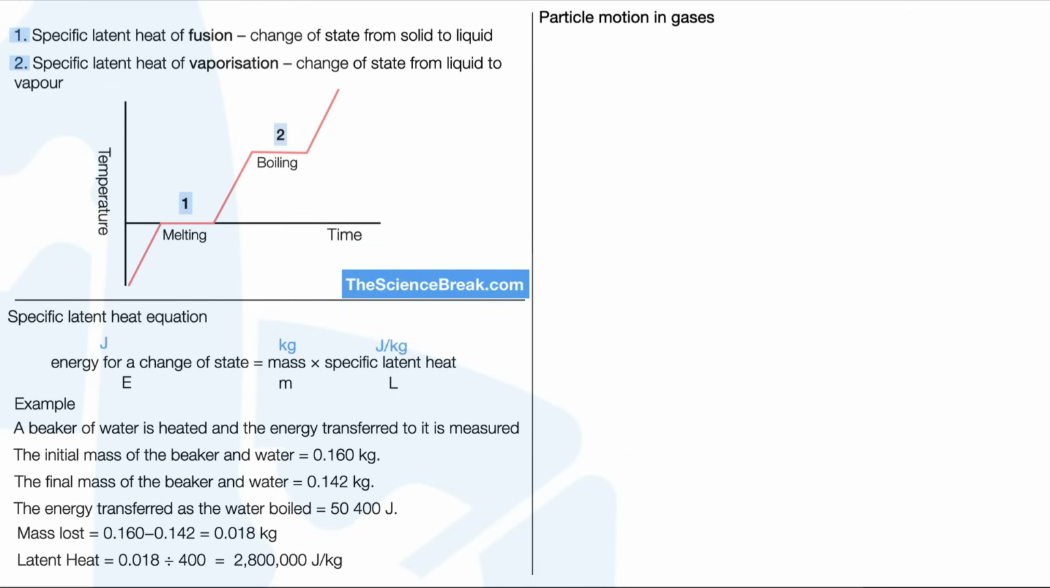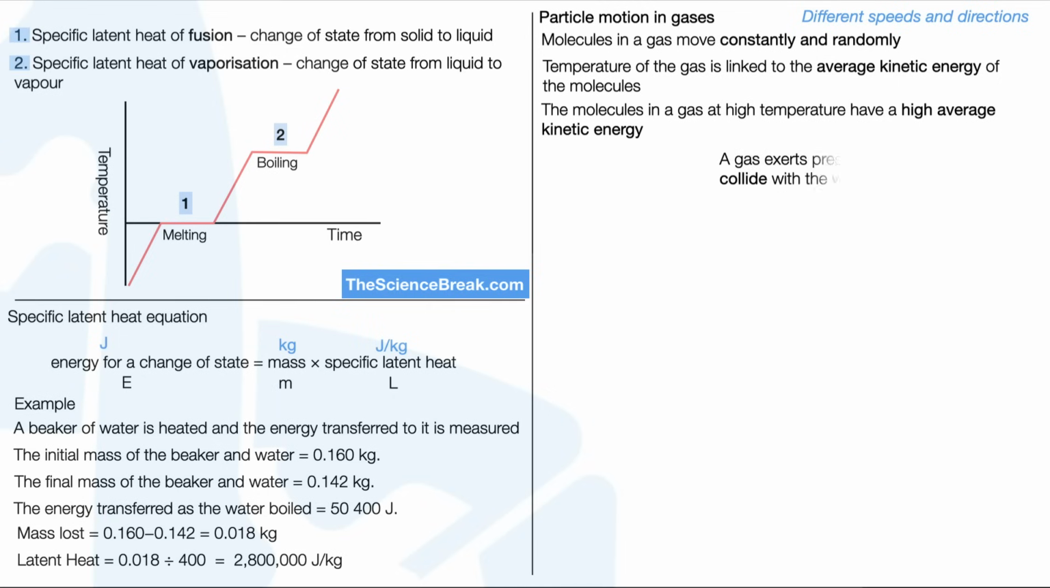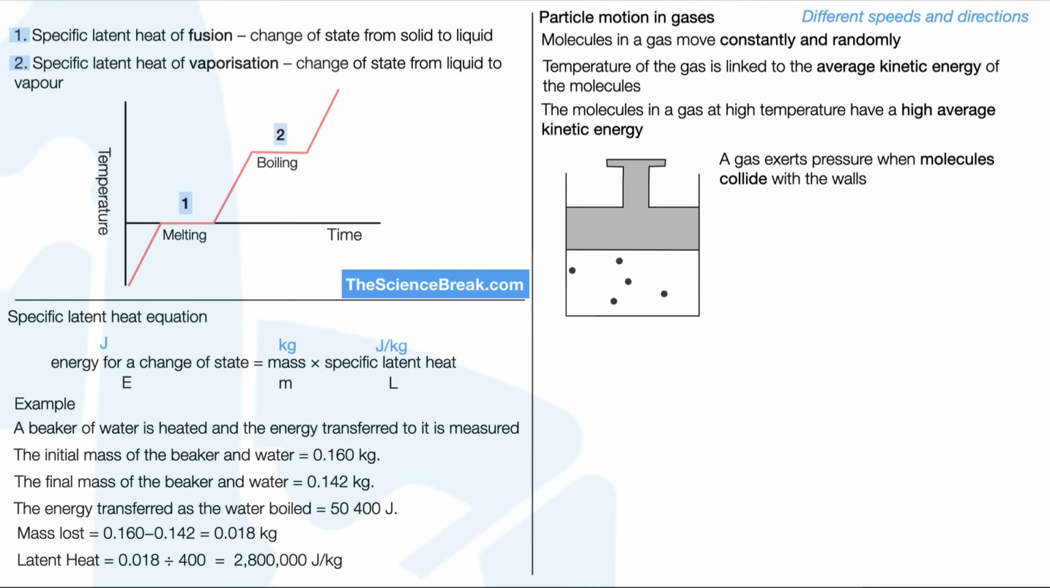Next, we take a look at the particle model and pressure. Particle motion in gases. Molecules in a gas move constantly and randomly, and by that we mean they have different speeds and different directions. The temperature of a gas is linked to the average kinetic energy of the molecules. The molecules in a gas at high temperature have a high average kinetic energy. In addition, a gas exerts pressure when molecules collide with the walls of a container. Here is a container. Here are some molecules of the gas inside that container, and they collide with the sides of the container and exert a pressure.